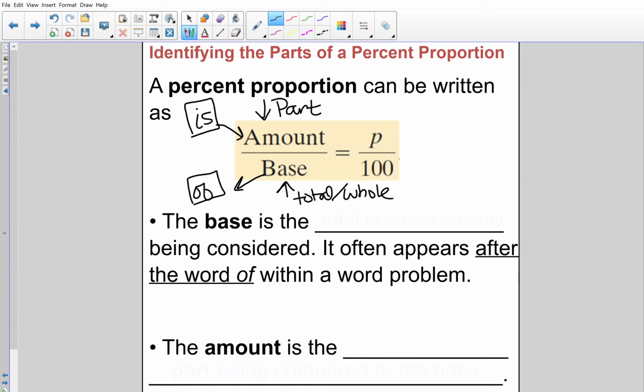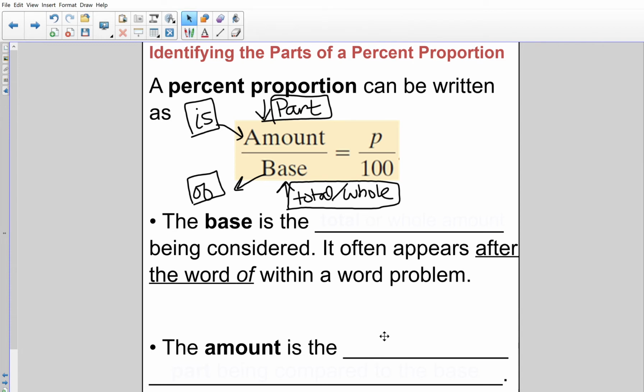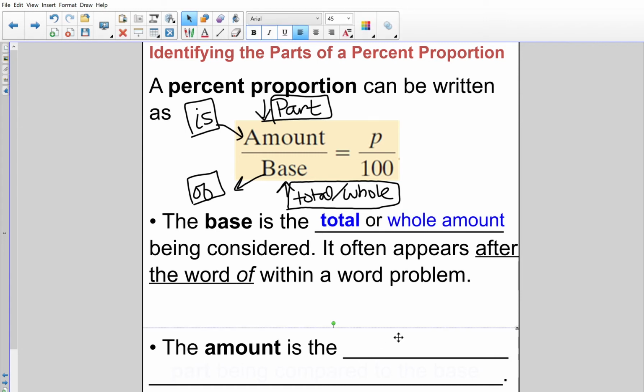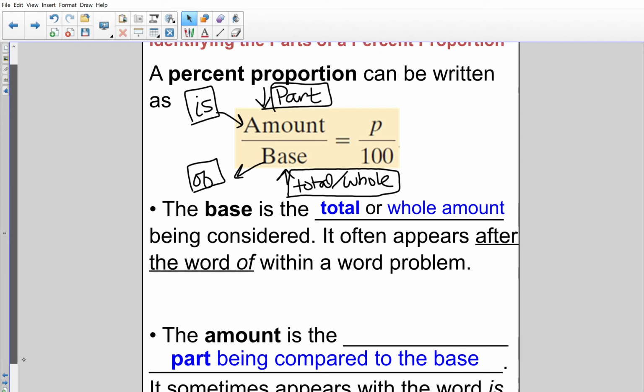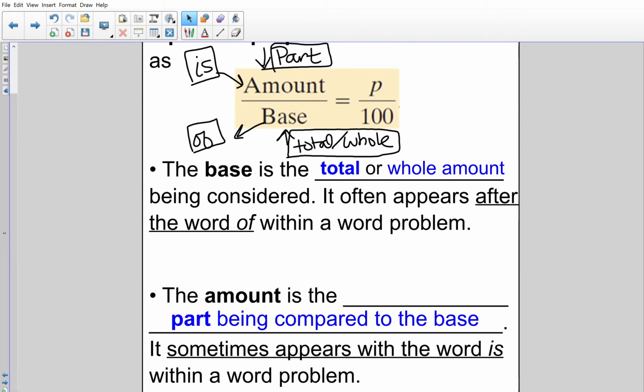So actually, once you start seeing this, you're going to probably not use the words amount and base as much as part and total or whole or is and of. So you might want to kind of rewrite the percent proportion. And if you notice in your chapter 7 notes, I kind of have it written that way. So here the base is the total or the whole amount, and the amount is the part being compared to the base. So that's just one of those things where it just depends. And like I said, I like the words is and of.